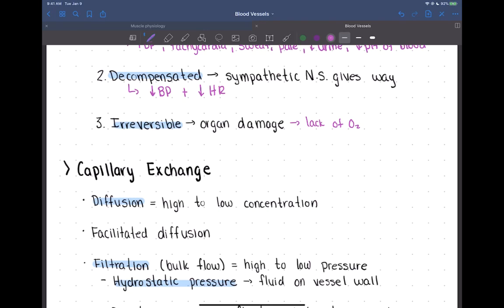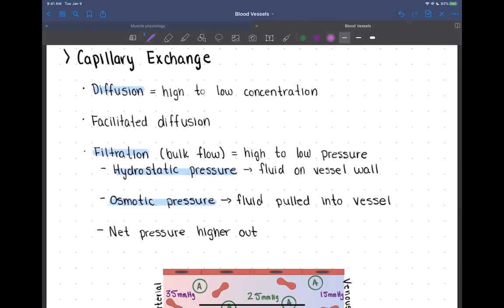So now we're going to talk about capillary exchange, all right? So in the capillaries, particularly we're going to focus on how fluids are exchanged, all right? So let's review a couple of terms you've learned so far. So the first one is diffusion, okay? So you hopefully learned that diffusion is the movement of something from high to low concentration, all right?